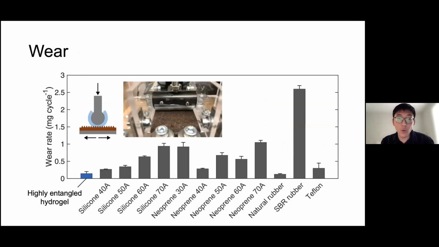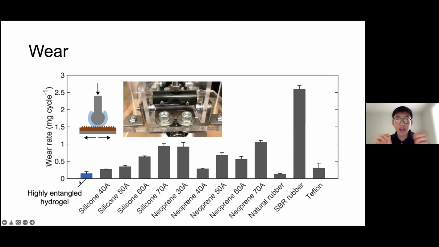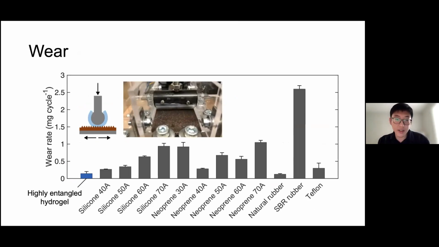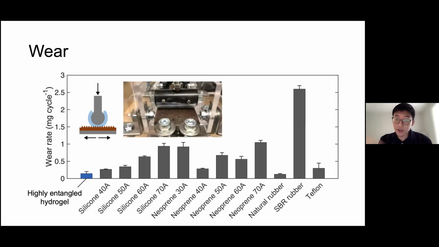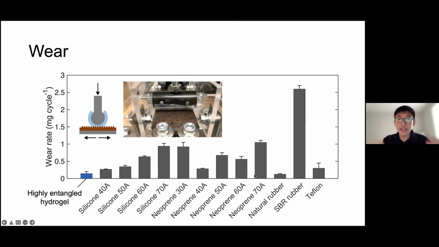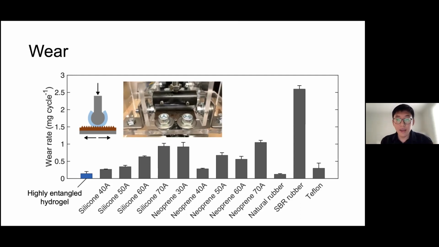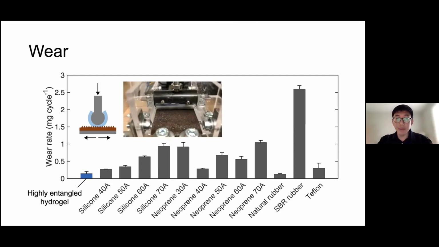We also measured the wear resistance of the material. Because this hydrogel has very high toughness and stiffness and low friction at the same time, and fatigue resistance is also high, the wear rate was even better than most of the regular rubbers, even though it has 80% of water in the polymer network. It just highlights the mechanical durability of this type of materials.